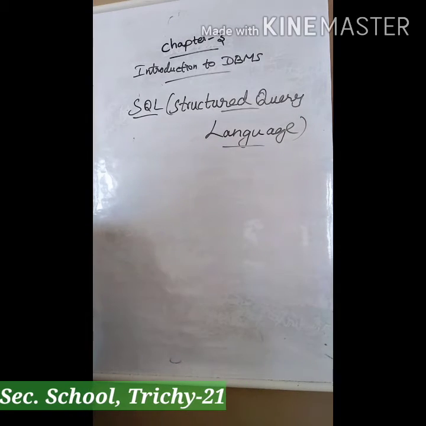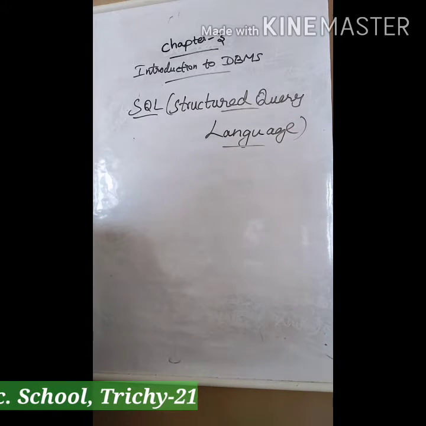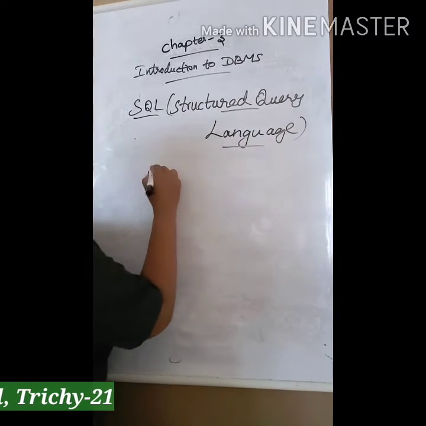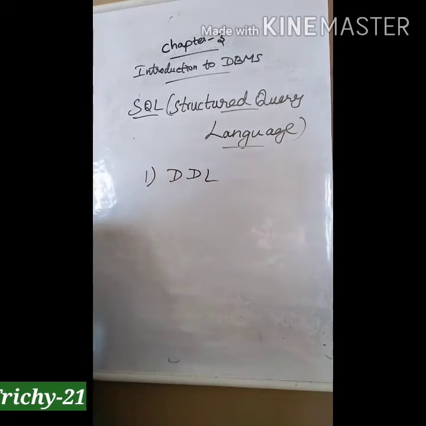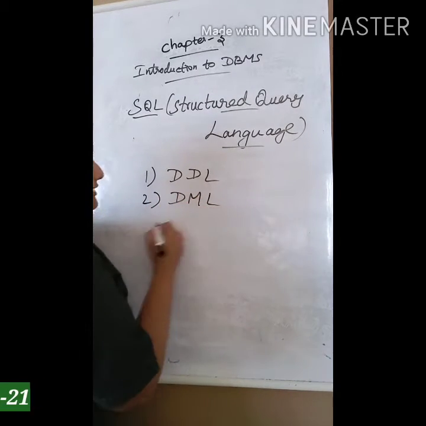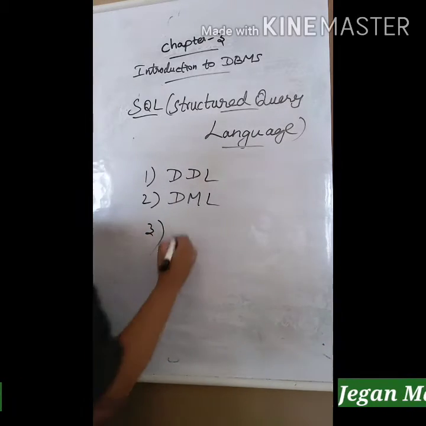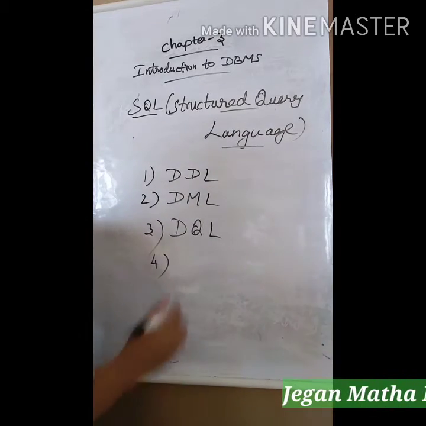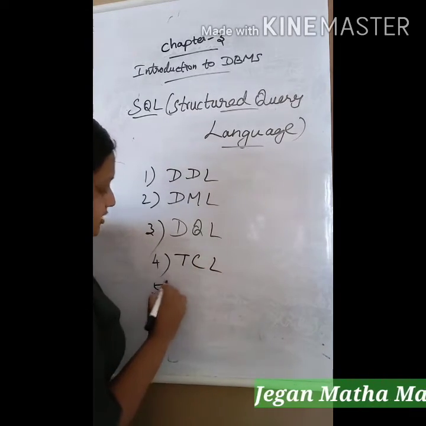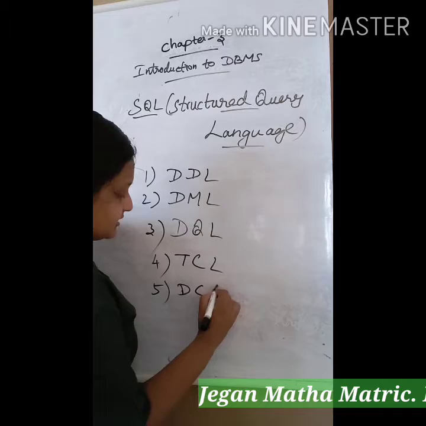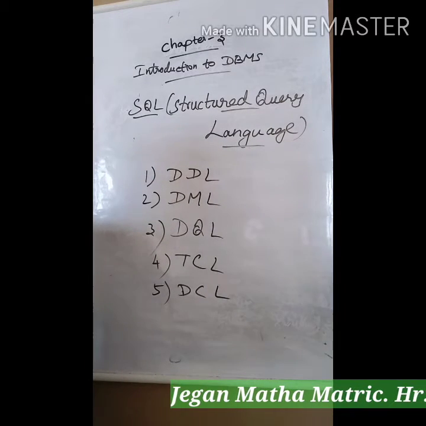Types of SQL commands. Different SQL commands are available to perform various functions. SQL commands are classified into 5 major categories: DDL, data definition language; DML, data manipulation language; DQL, data query language; TCL, transaction control language; and the last one is DCL, data control language. Let us see one by one.